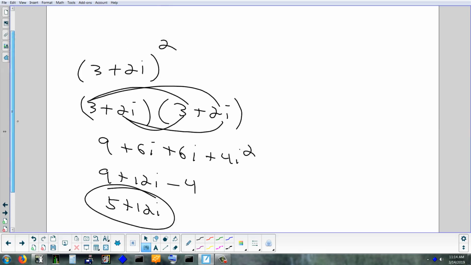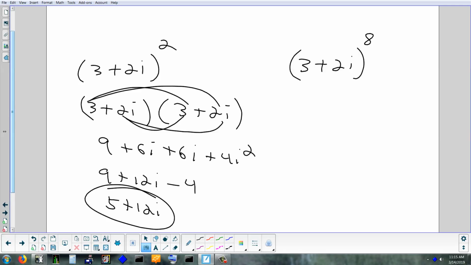But let's say they gave me 3 plus 2i to the 8th power. Well, now I'd have to write 3 plus 2i 8 times in parentheses and FOIL each set of parentheses one at a time. That's going to be probably 40, 50 multiplications, additions, and combining like terms. It's going to be a lot of steps. I could probably still do this problem in under 10 minutes, but it's going to take a little while to get that done.